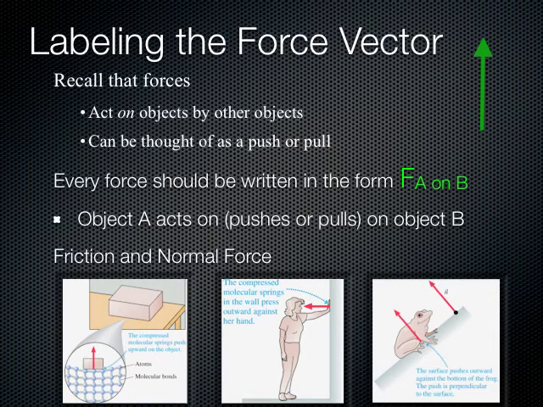But it's still a force that follows the rule of A on B, just with this direction. All these forces here would be normal forces. Force of table on book is in the normal direction. Force of wall on hand is in the normal direction. Force of ramp on frog is in the normal direction, where the normal direction is perpendicular to the surface.